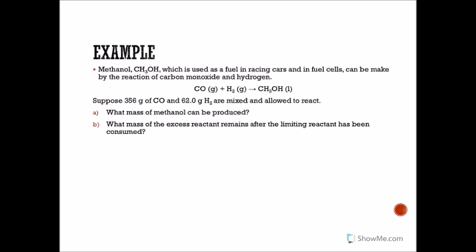We approach these very similarly to regular stoichiometry questions. We write our balanced chemical reaction: CO plus H2 yields CH3OH. And we check if it's balanced. We have 1 carbon, 1 oxygen. We have 4 hydrogens on the right, so we need 2 more hydrogens on the left. Now we have a balanced chemical reaction.